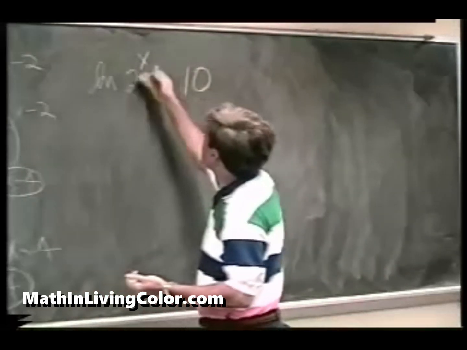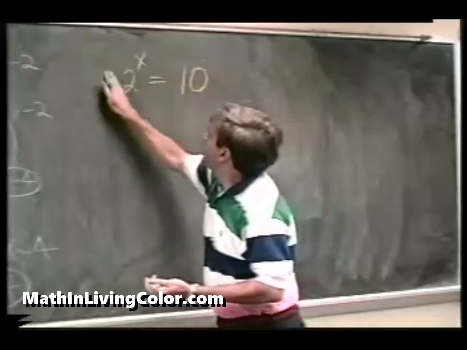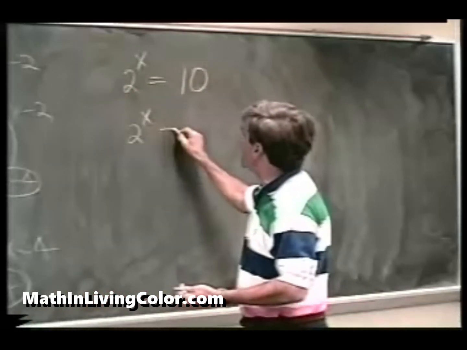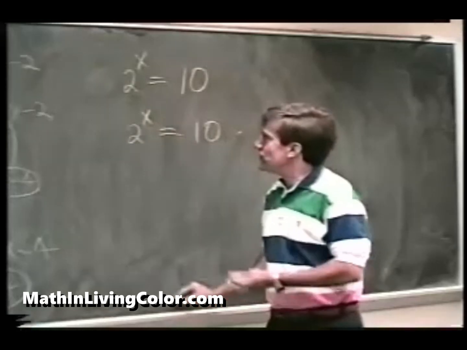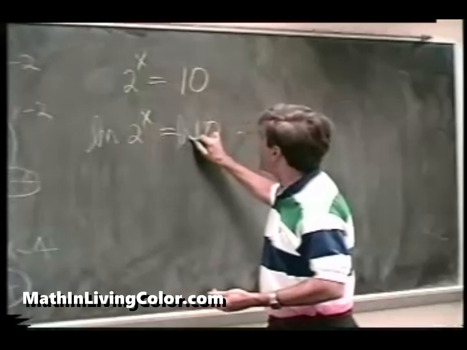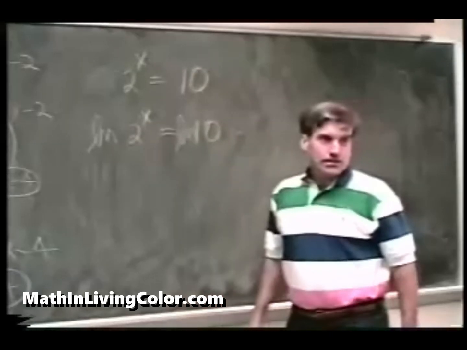So let's go to 2 to the x equals 10. Let me write that problem down just like it is. 2 to the x equals 10. Now, what I want to do to this equation is take the ln of both sides. The ln of both sides. And what would you get?